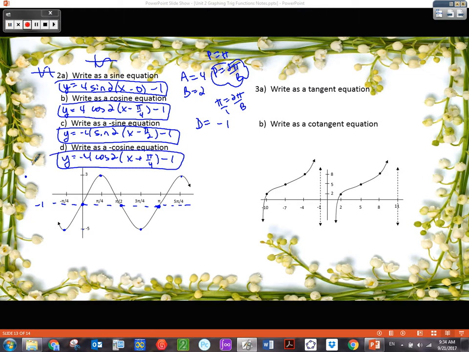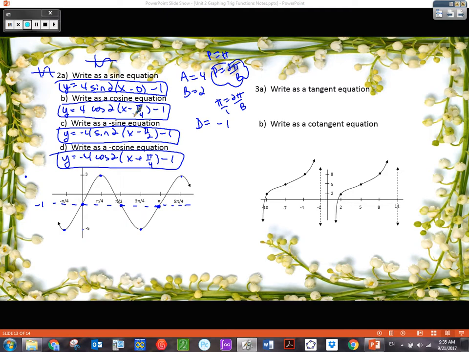Yes? It just so happened on this problem that cosine and negative cosine have the same... Yes, it's by chance that these are opposites, and it has to do with the period. If our period was different, then it would be different. All right, so there is that one.